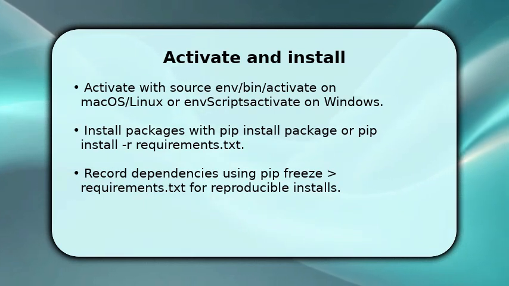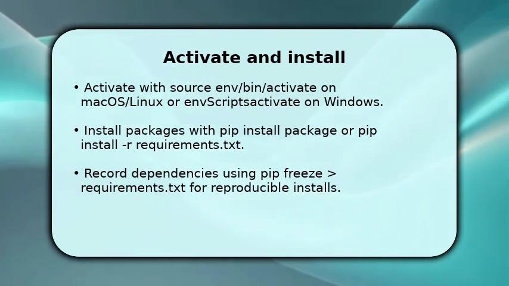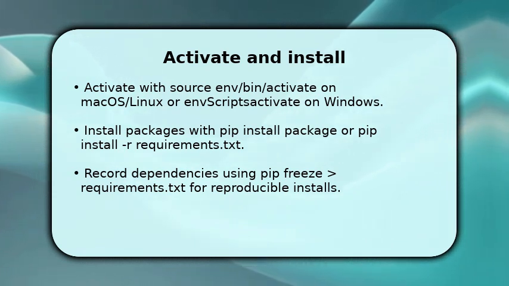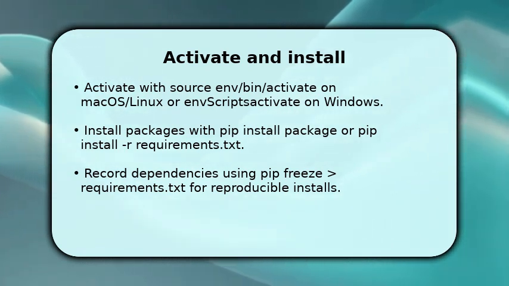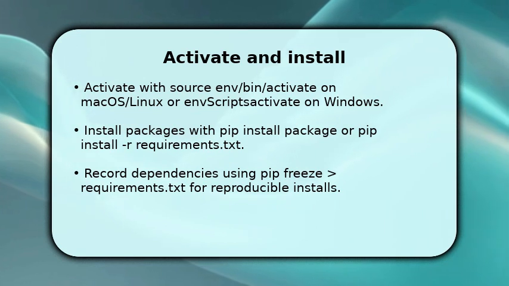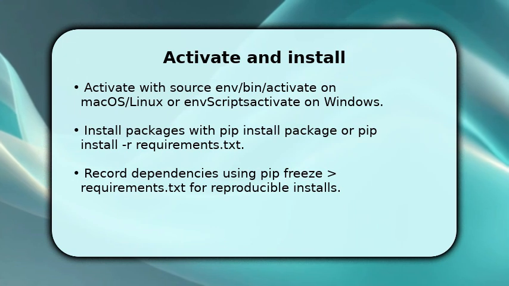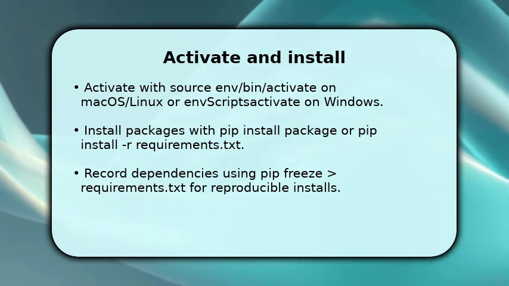Activate the environment before installing packages to ensure isolation. Use source env/bin/activate on macOS and Linux. Use env\Scripts\activate.exe on Windows PowerShell or CMD. After activation, run pip install package to add libraries to env.